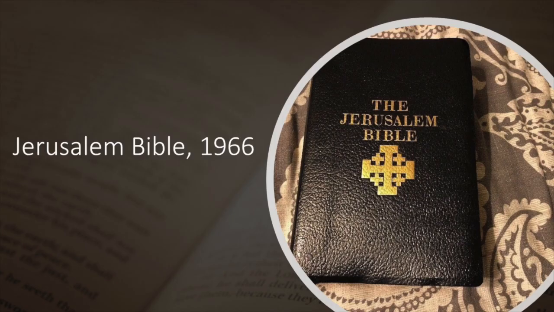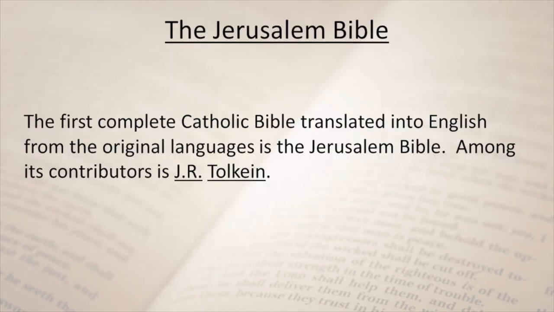It's called the Jerusalem Bible. It is the first complete Catholic Bible translated into English from the original languages. Previously, all translations in the Catholic Church were made from the Latin Vulgate. It's called the Jerusalem Bible because it owes its inception to the Dominican School of Bible and Archaeology in Jerusalem. The English version of the Jerusalem Bible was printed in 1966.